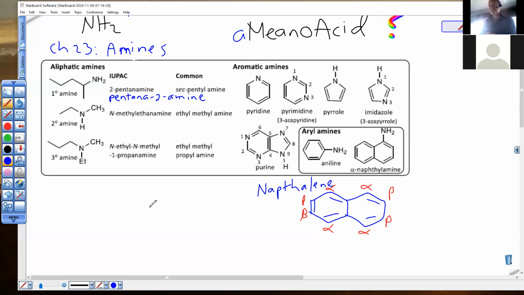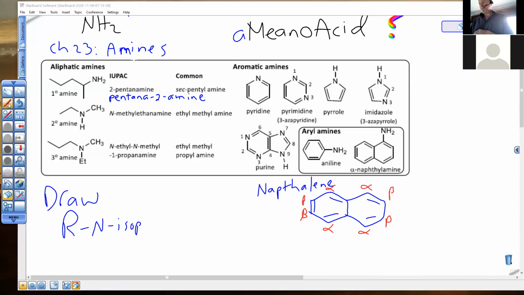Let's do a few practice problems here before we move on. Let's draw our N-isopropyl. Let's give the pentyl some due. Isopentyl, since we talked about it behind its back. N-isopentyl for nonamine. I think we could do that.